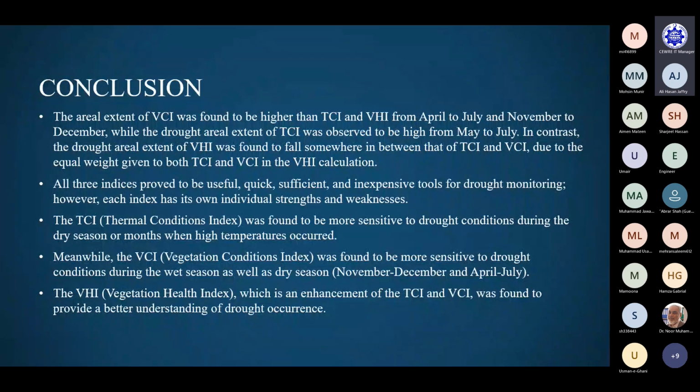Meanwhile, VCI was found to be more sensitive to drought conditions during the wet season as well as the dry season, as we have shown in the previous figures, November to December and April to July. VHI, which is the enhancement of TCI and VCI, was found to provide a better understanding of drought occurrence.